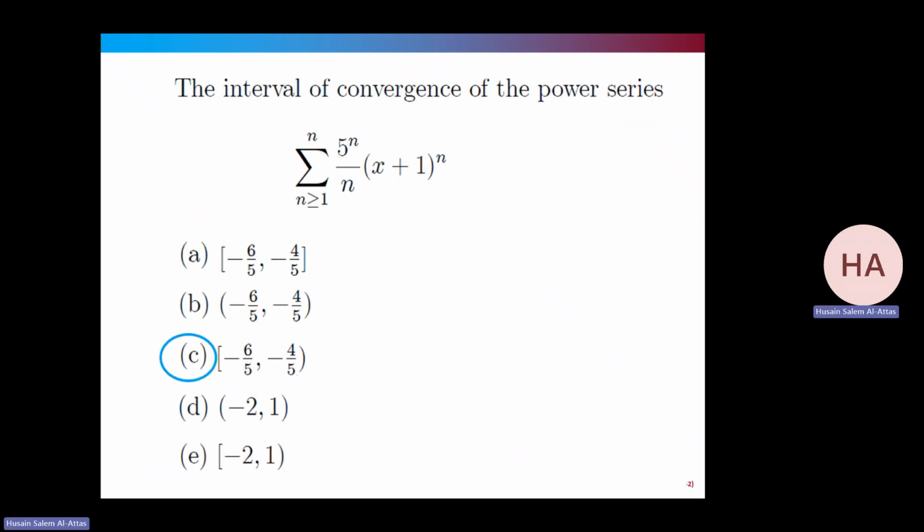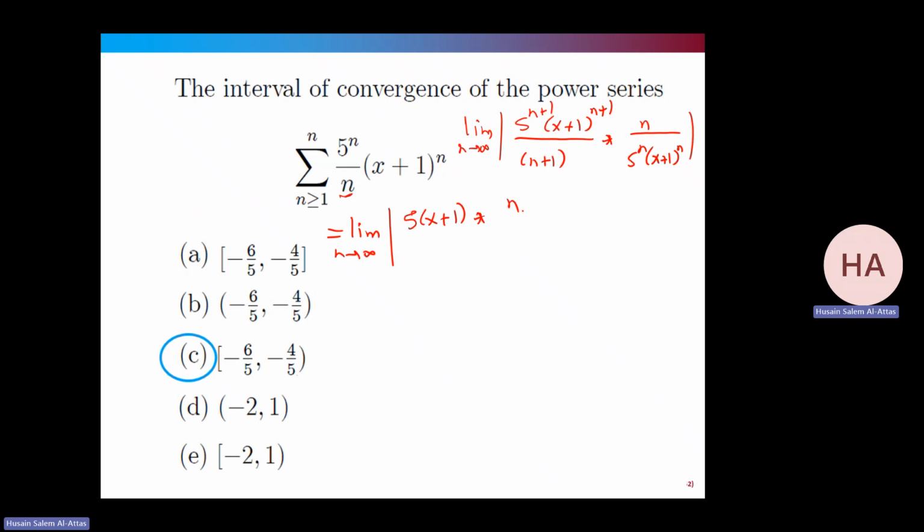Okay. This one, let me not use the root test because this n will make a problem if I do the root test. So let me do the ratio test. Limit n goes to infinity of 5 to the n plus 1, x plus 1 to the power n plus 1 over n plus 1, times the reciprocal of this, n over 5 to the n, x plus 1 to the power n. So that will be limit n goes to infinity of 5 times x plus 1 times n over n plus 1. This limit is 1.